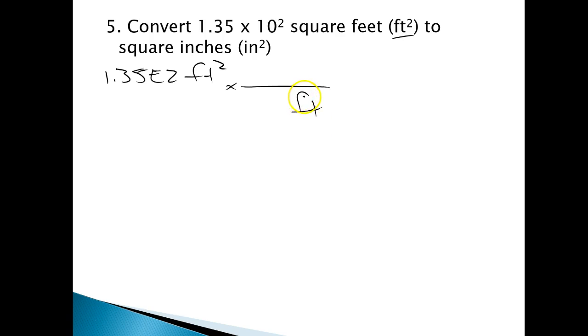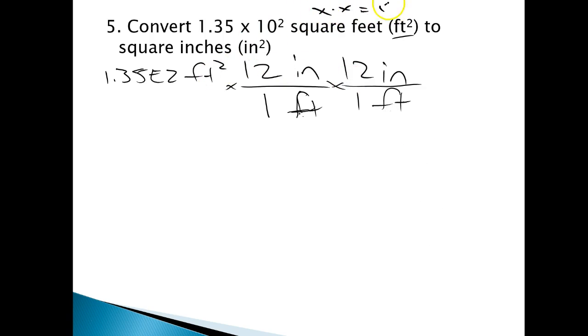Okay, if you look at the conversions on the chart that I gave you, I don't have anything that talks about how many feet squared and inches squared, what the relationship is there. All I have is a relationship between feet and inches. So I can't call it feet squared and inches squared. I have to call it feet and inches. But because this is squared, I'm going to repeat the exact same process twice, because feet times feet is feet squared, just like x times x is x squared.